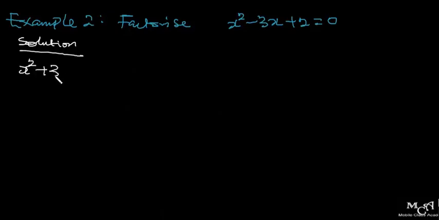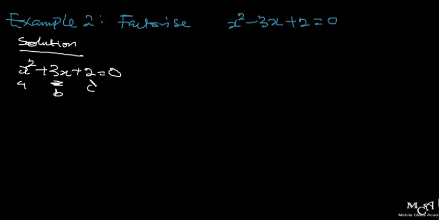Solution, let's write the equation again. x squared plus 3x plus 2 equals 0. Here, we need to get two values to replace our b. This is a, this is b, this is c. So what are the two values that will replace our b? We are looking for two values that when we multiply will give us 2, and when we add will give us 3.